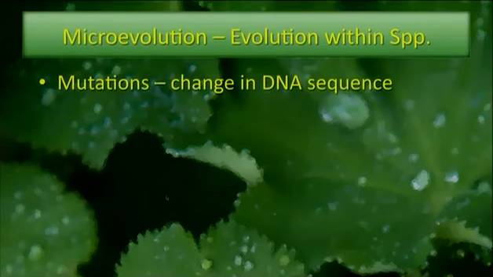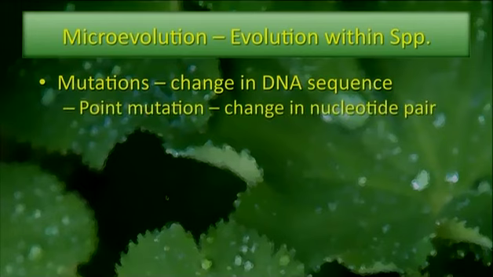Now, mutations are changes in DNA sequence. It's the basis of all genetic variety within and between species. So mutations are changes in DNA, and the simplest of them is called the point mutation, which is just a change in one nucleotide pair. This is actually the smallest mutation that could code for a slightly different protein.